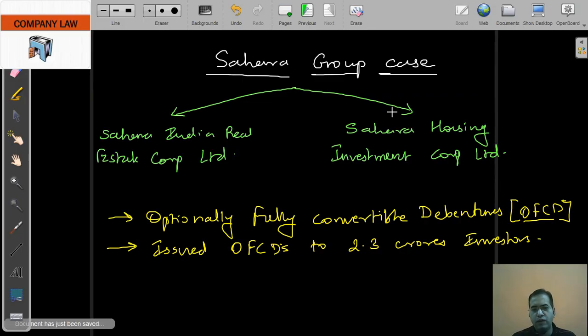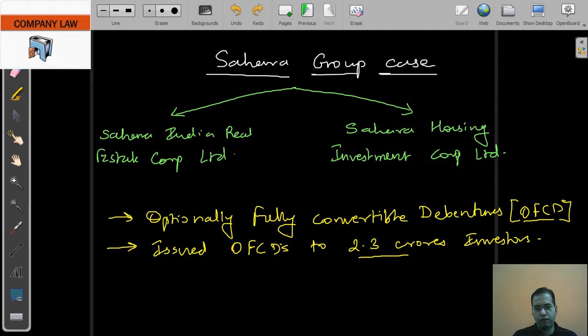SEBI's stand was, when the securities are issued to more than 50 persons, it should be considered as a public offer, and all the provisions relating to a public offer should be made applicable to such an issue. But in this case, the Sahara Group had not gone to SEBI and issued it to 2.3 crores investors. This issue was very huge.